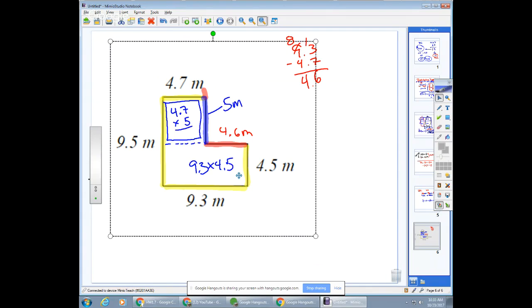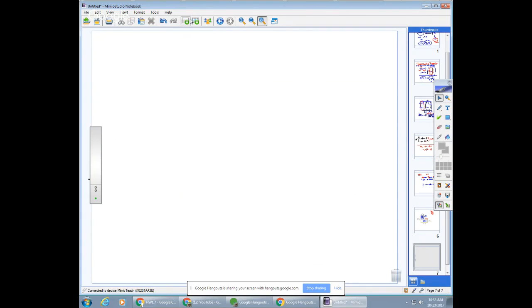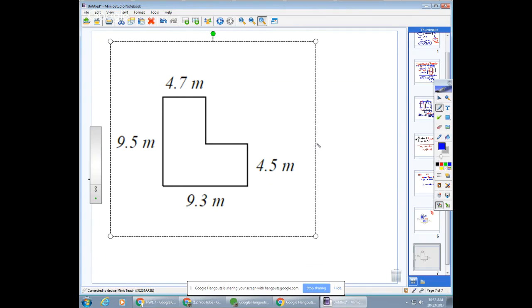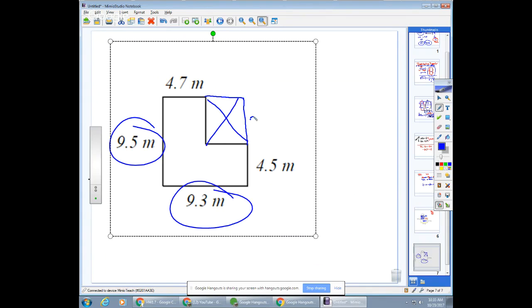The other way to look at the area would be to consider this a bigger rectangle. That's 9.5 by 9.3. And then you could subtract off that part, and that part would be 5 by, what do we say, 4.6. So I could calculate the big area and then subtract off the smaller area, and that'll give me what's left. It should work out the same way. So I thought for some reason I did it a couple different ways. It didn't work out? Yeah, so let me double check that right there.